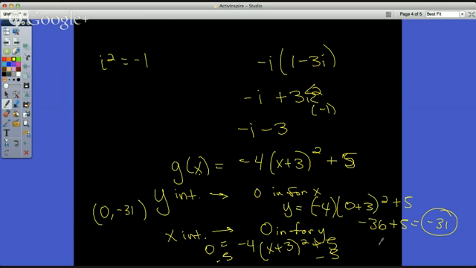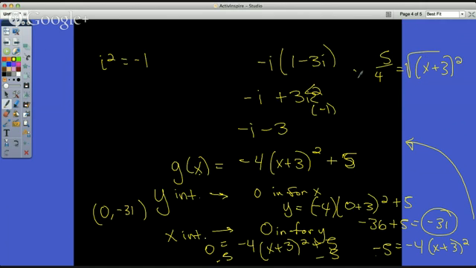Let's subtract 5. So we're just solving now. We'll have -5 equals -4 times (x plus 3) squared. So we're going to divide by -4. Here's what I've got now. 5 over 4 equals (x plus 3) squared. If I get rid of that squared, I'm going to square root both sides. And when I do, I'll have plus or minus the square root of 5 over 2 equals x plus 3, because remember, we'll square root that bottom 4, which gets me to 2.